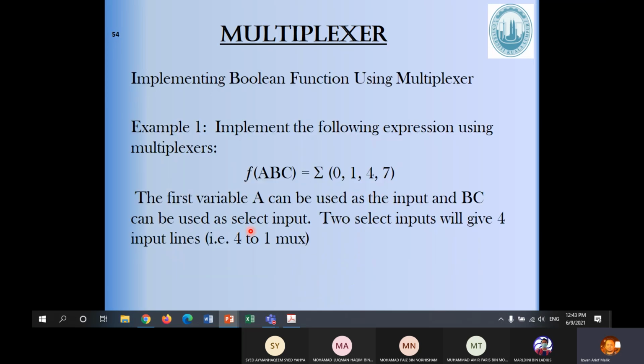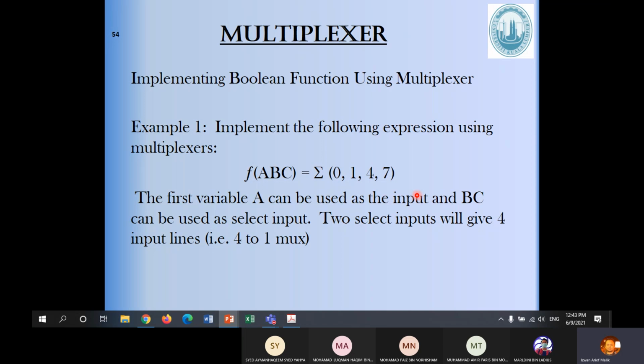Alright. To implement a Boolean function using a multiplexer. First example, implement the following expression using a multiplexer for a function of a, b, c with the sum of 0, 1, 4, 7. Okay, I will explain. Don't worry, of course you don't understand this yet.